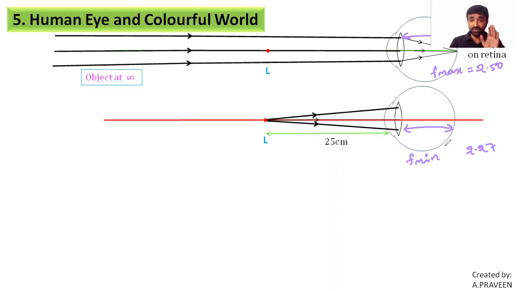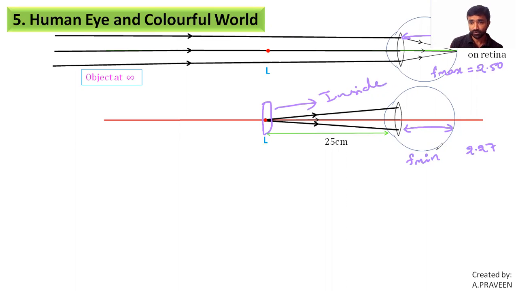But in this case, I assumed the person is unable to see. That means no image on the retina. So will it be 2.27, or above 2.27, or below 2.27? Anybody? What will the focal length be? At this distance, the person is unable to see the object, inside also unable. Then what will be the focal length? Is it 2.27, or less than 2.27, or greater than 2.27? Can anybody guess?